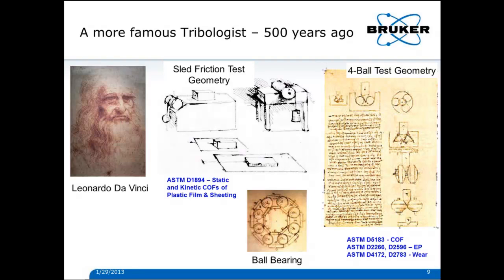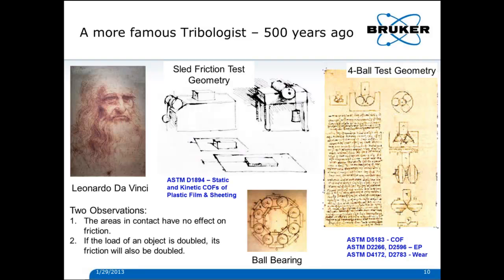To this day, there are 5 ASTM standards. In fact, there are more dealing with the 4-ball test geometry. There's one for coefficient of friction, 2 different extreme pressure, one for grease, one for liquid lubricant. Same with wear. His sled friction is an ASTM standard 1894, the static and kinetic coefficients of friction of plastic film and sheeting. Leonardo made 2 observations. One is that the contact areas have no effect on friction. This is what he observed. And if the load of an object is doubled, its friction will also be doubled. And these are observations still made today, and we understand a little bit more why he made these.